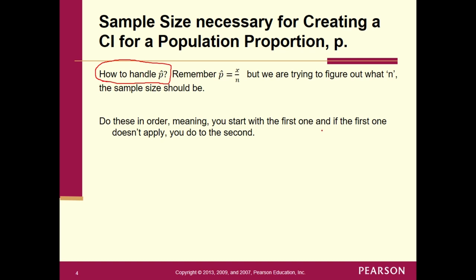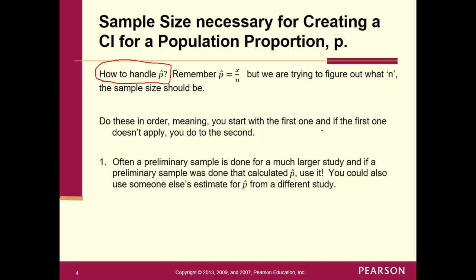Okay, and so let's read this. It says often a preliminary sample is done for a much larger study, and if a preliminary sample was done that calculated p hat, you go ahead and use it. Okay, and that's what happens a lot in a full-blown study. You're doing this big study, and often we do a preliminary sample first. Well, if you've gone ahead and calculated p hat from that preliminary study, use it.